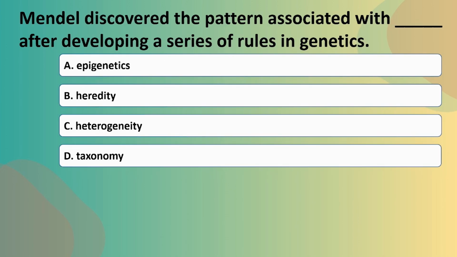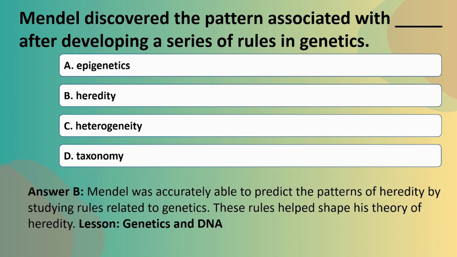And that brings us to our last question. Mendel discovered the pattern associated with blank after developing a series of rules in genetics. A, epigenetics, B, heredity, C, heterogeneity, or D, taxonomy. I think we already know the answer to this one, but it's going to be option B. Mendel was accurately able to predict the patterns of heredity by studying the rules related to genetics, and these rules helped shape his theory of heredity.